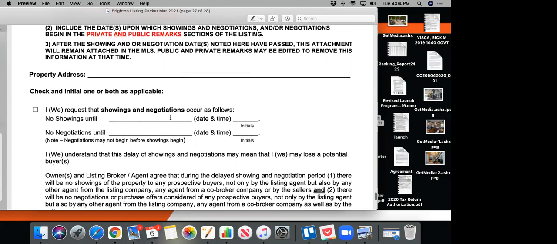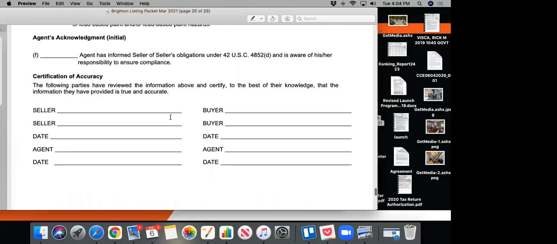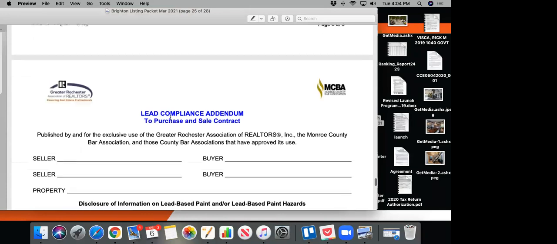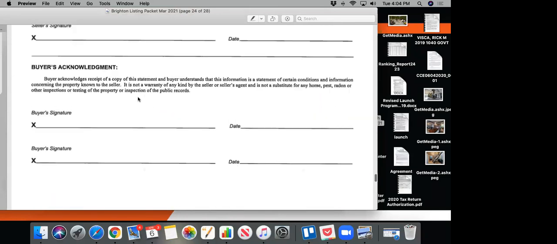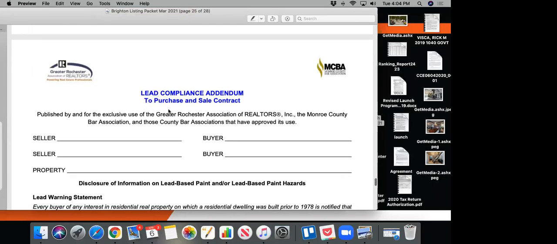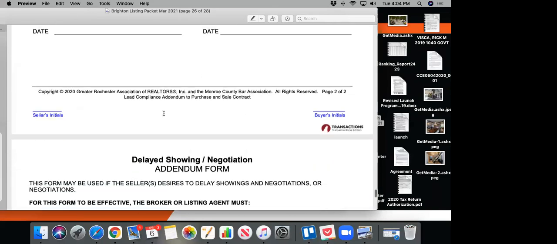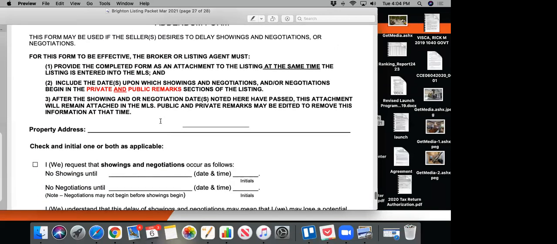Does that make sense? So this form, the property condition disclosure, the lead disclosure, and the delayed negotiation, this has to be uploaded as a supplement, an attachment to your listing when you list the property.